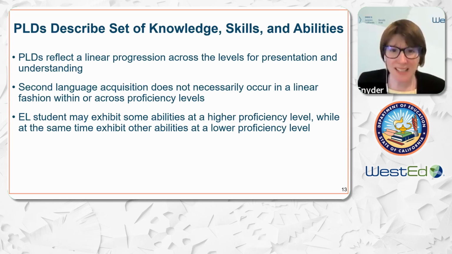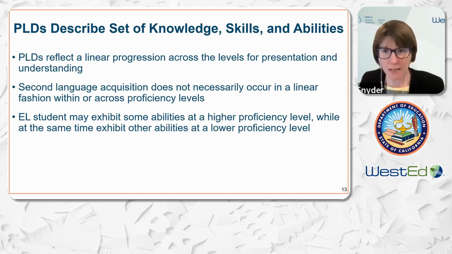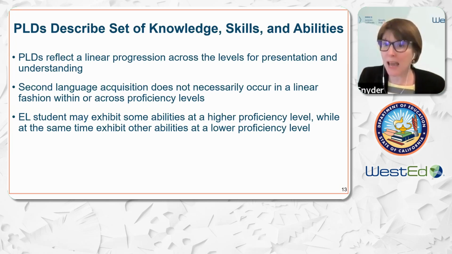An EL student at any given point along their trajectory of English learning may exhibit some abilities, like speaking skills, for example, at a higher proficiency level, while at the same time exhibiting other abilities at a lower proficiency level, like writing skills, for example.